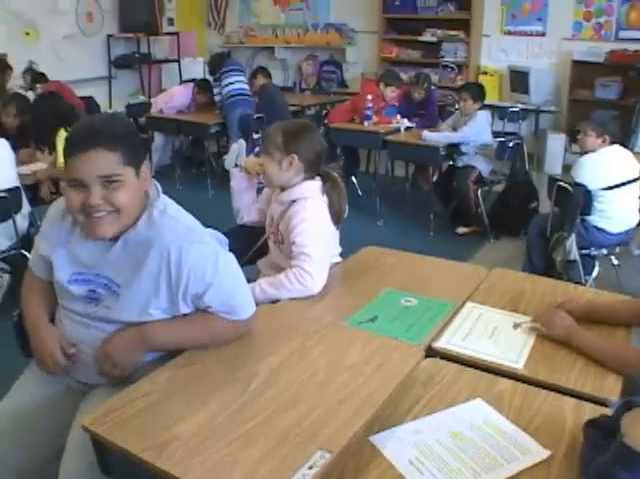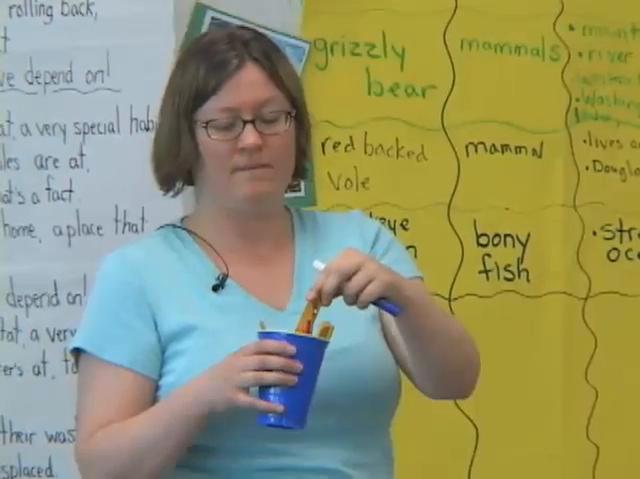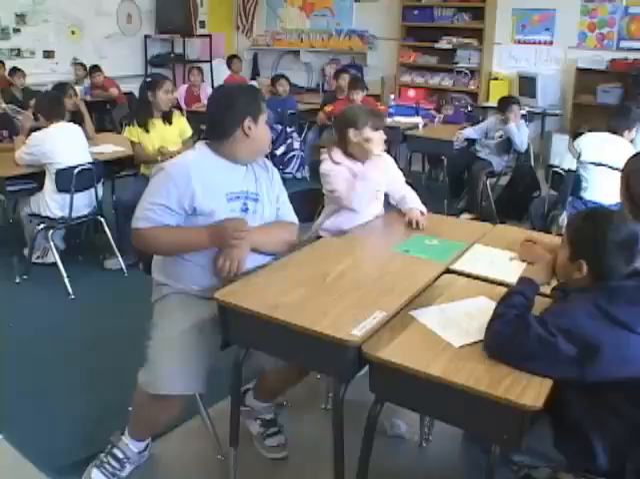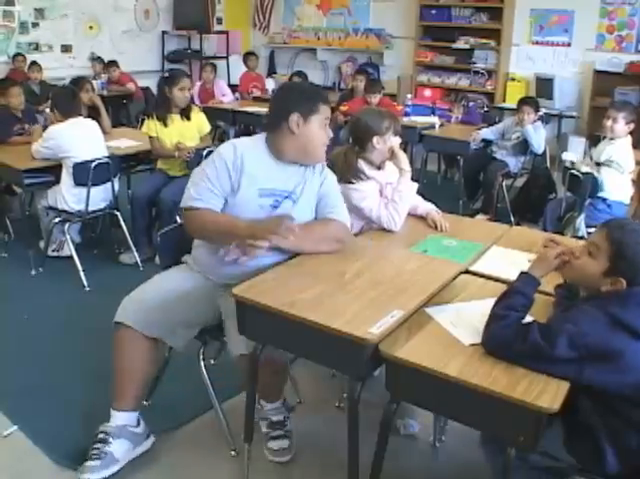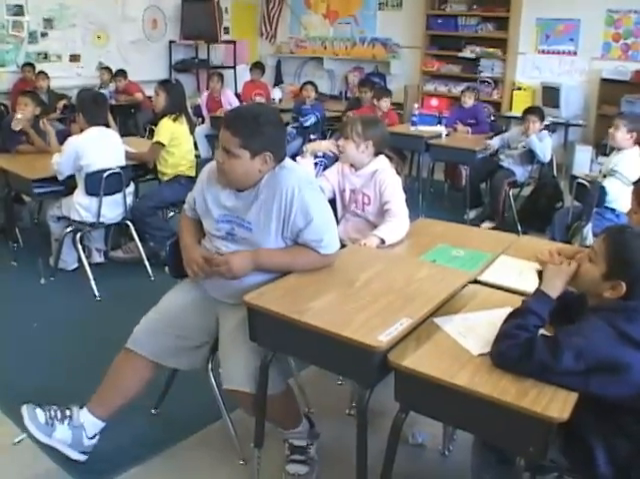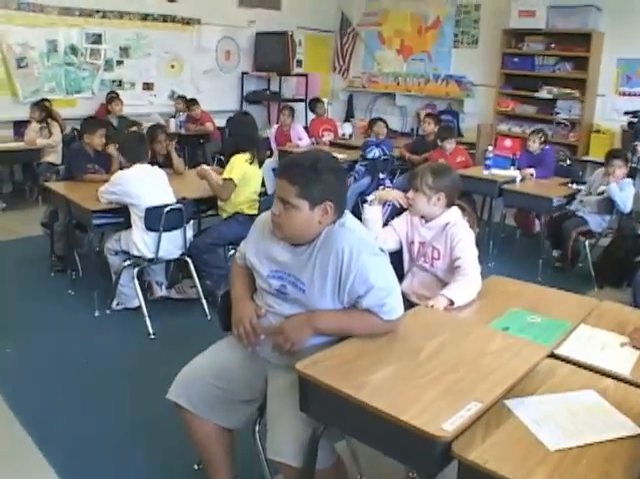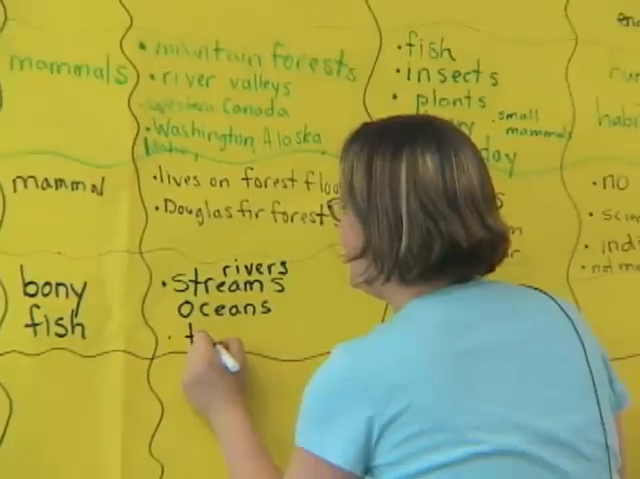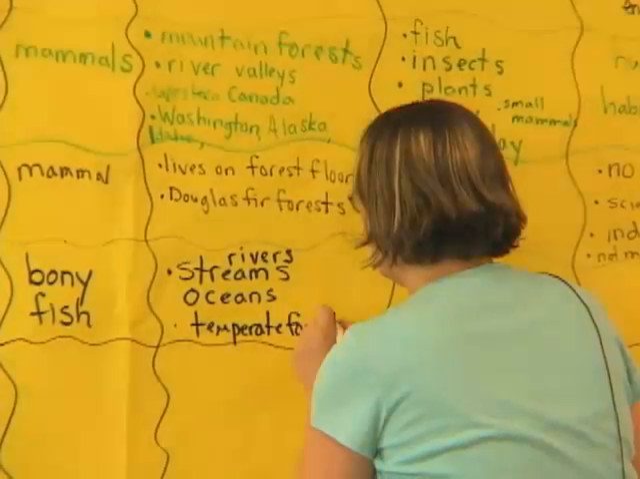Okay, 1, 2, 3, eyes on me. Green, number 2. Rivers. Well, rivers is one of the biomes. Also, I'm going to go ahead and just put it up here. We've been doing temperate forests. Remember, these are all temperate forest animals we've been studying. So, rivers, you're right. But also, we want to put up here that they live in temperate forests, northwest temperate forests.